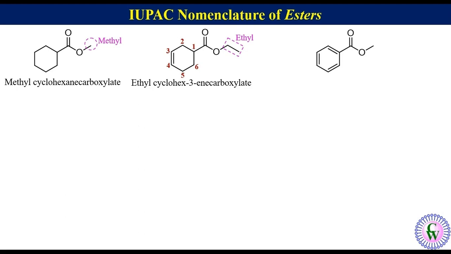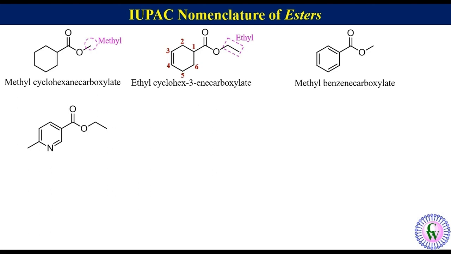Benzoic acid methyl ester. As we know that when R group is aromatic, then the IUPAC name is alkyl arene carboxylate. So benzoic acid methyl ester will be named as methyl benzene carboxylate.